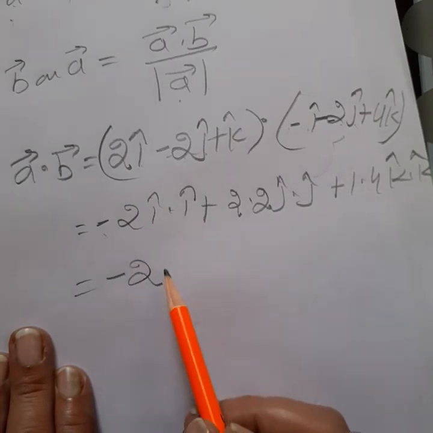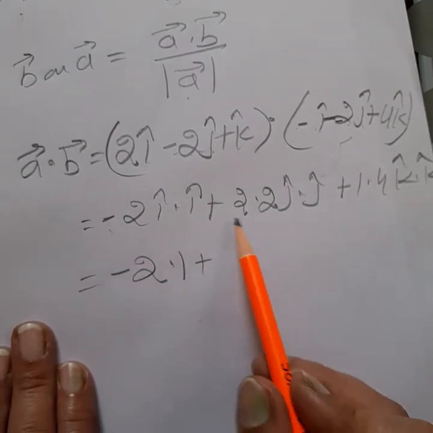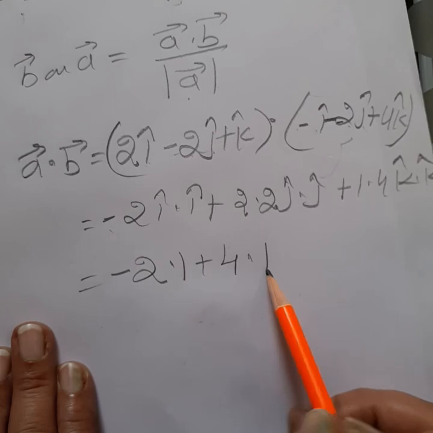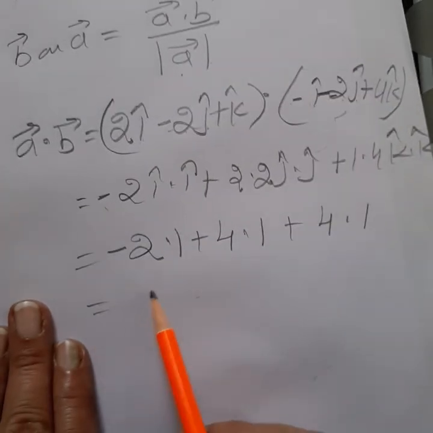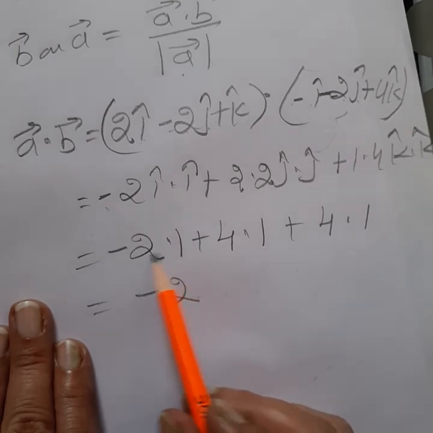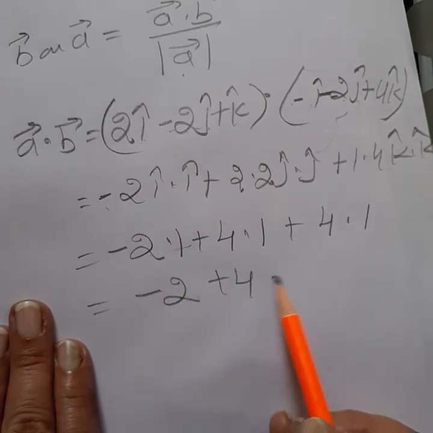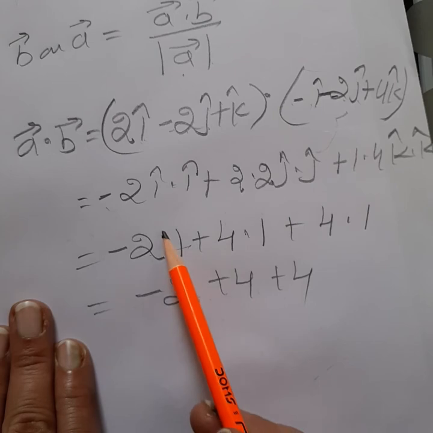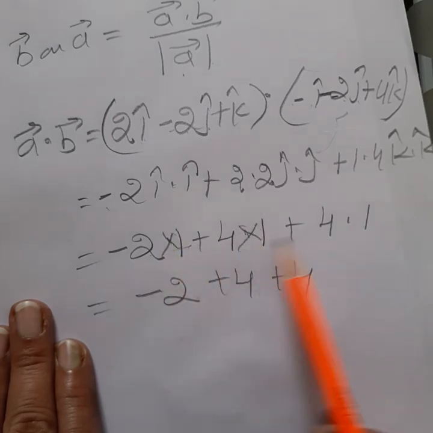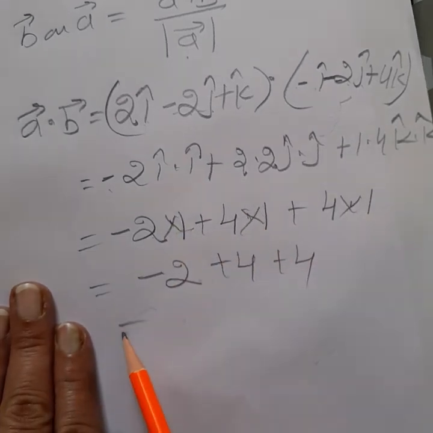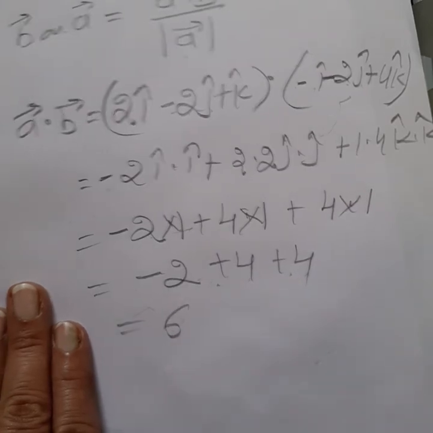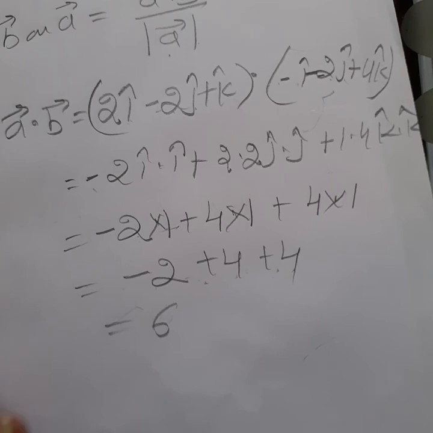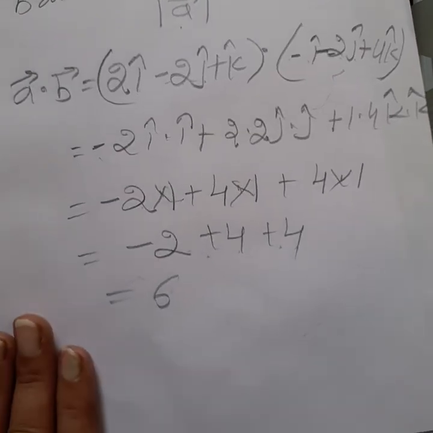Okay students, now what should we get? Minus 2, i dot i is 1. 2 twos are 4, and j dot j is 1, and k dot k is 1. Then we get our answer minus 2 plus 4 and plus 4. Here dot means multiplication. So we get the answer 4 and 4, 8. 8 minus 2 we get 6.